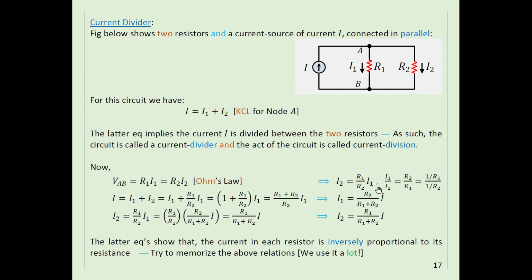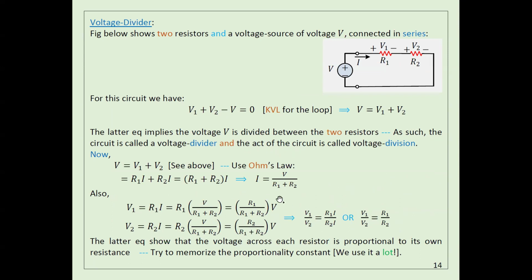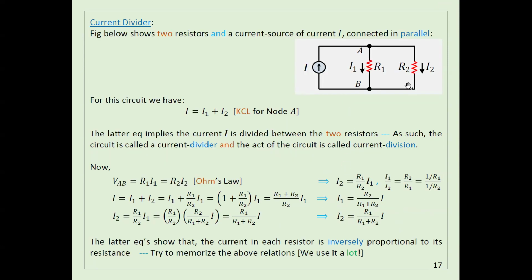Again, I just want to bring to your attention that this one is different from what we had here. What we had here is that the voltage is R1, not the other one, R1 divided by the summation times V. You got what I'm saying? So pay attention to this one. Same thing here: I is the other resistance divided by the summation of the two, times the total I. And the summation of I1 plus I2 is equal to I, because this is a current divider. We divide the current between these two branches. Any questions?